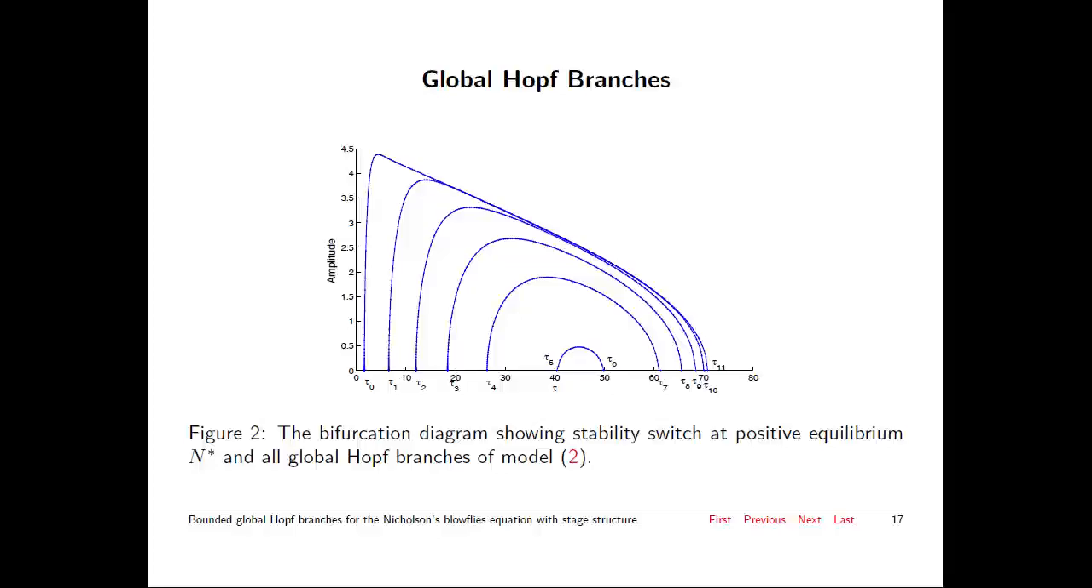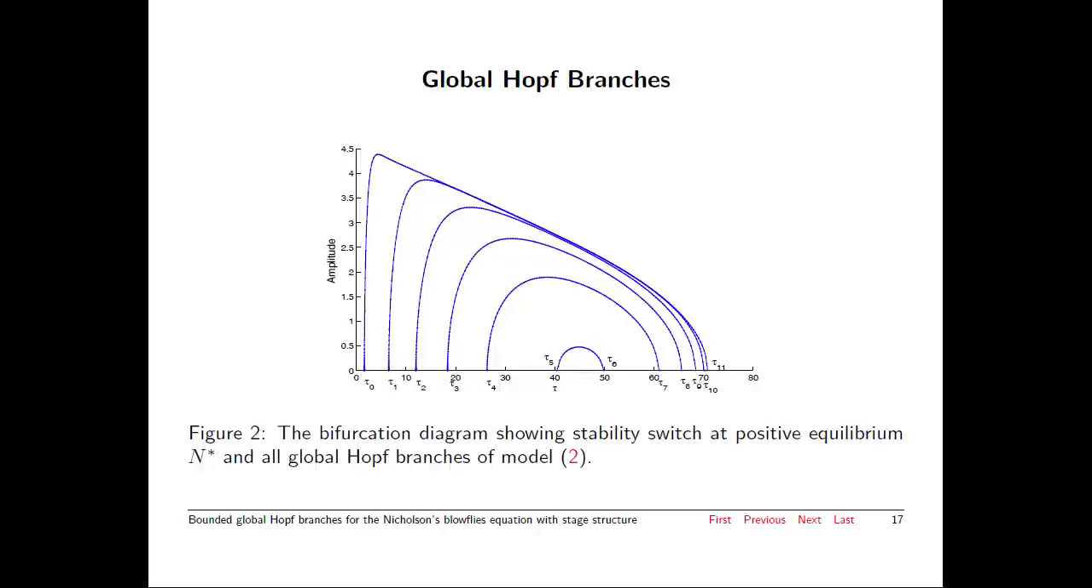And this is the global Hopf branch graph, and we would also like to know the stability of the periodic solutions on each global Hopf branch. On this curve, each point describes a periodic solution with this amplitude. So next we should analyze the stability of periodic solutions on each global Hopf branch.